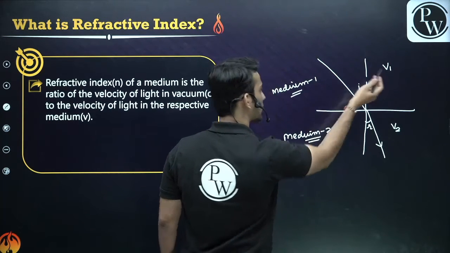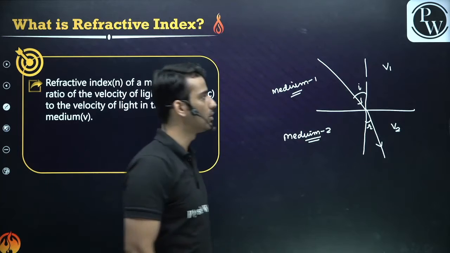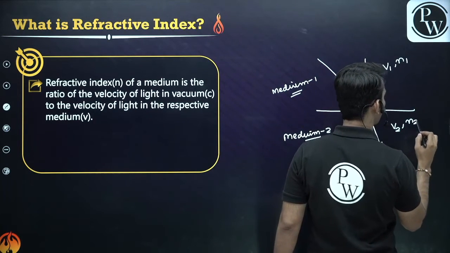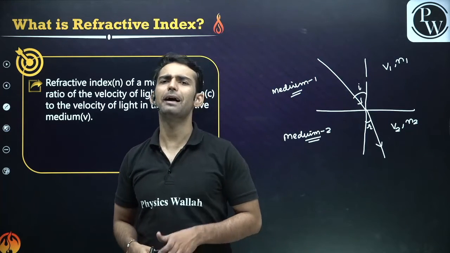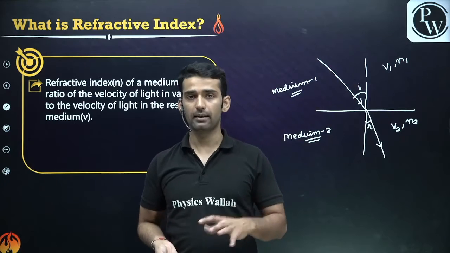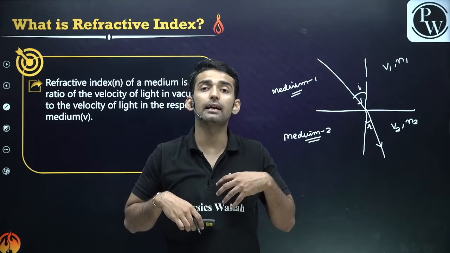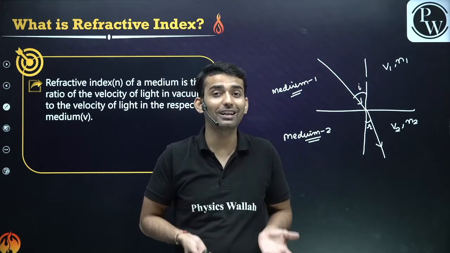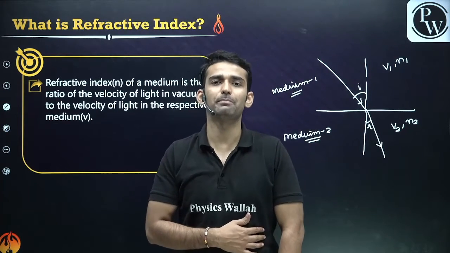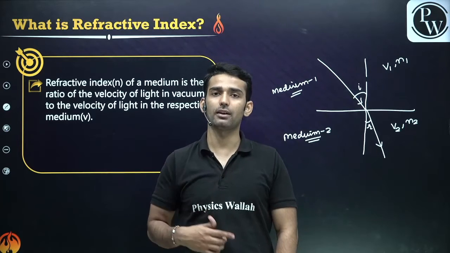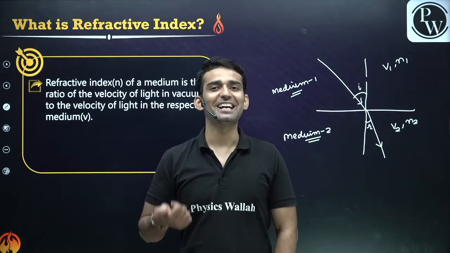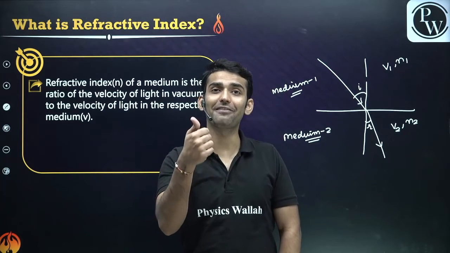So here the speed of light is v1, here the speed of light is v2. Let's say the refractive index of this medium is n1, this medium is n2. So guys, refractive index is a parameter that tells us how much the light ray will bend and how much the speed of the light ray will change in that medium. Because light does not travel with the same speed in air, in glass, in water. The speed of light is different in different mediums. And why is that? This is because of the refractive index.